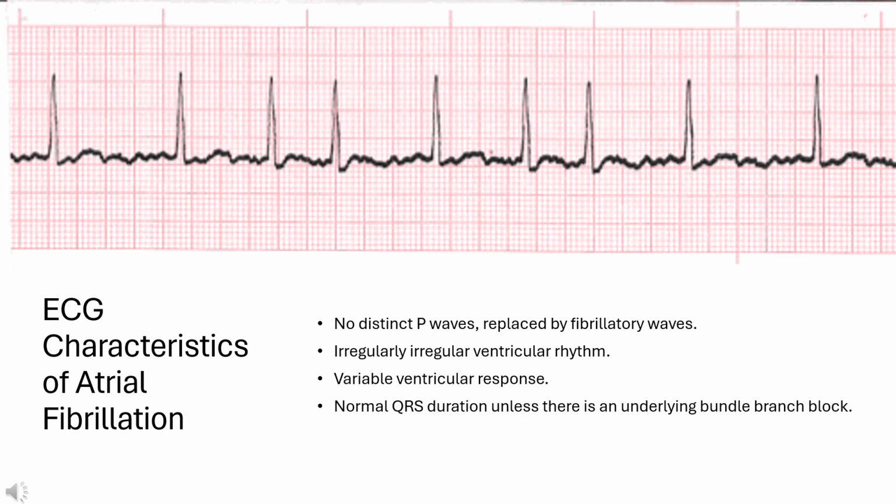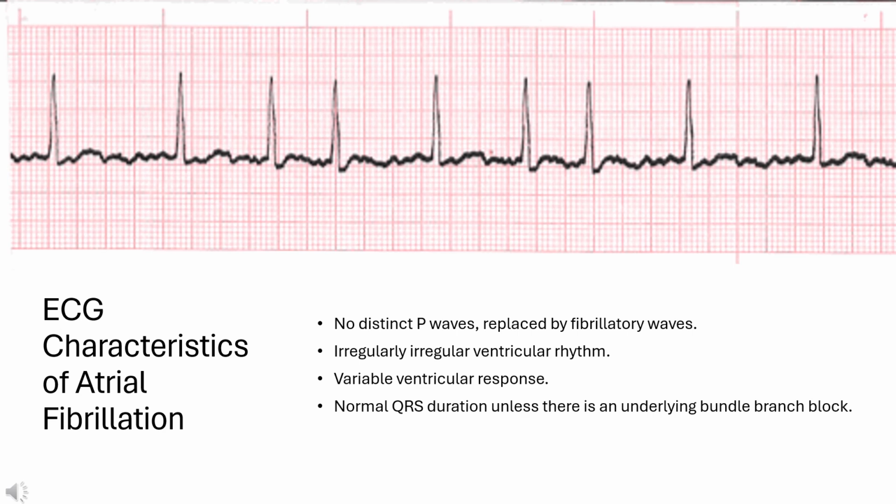The ventricular rate in atrial fibrillation can vary widely. While the atrial rate is typically very high, over 300 beats per minute, not all of these impulses get through to the ventricles. The AV node acts as a gatekeeper, allowing only some impulses to pass through to the ventricles. This results in a ventricular rate that can be rapid, normal, or even slow, depending on the filtering effect of the AV node and any medications the patient might be taking.